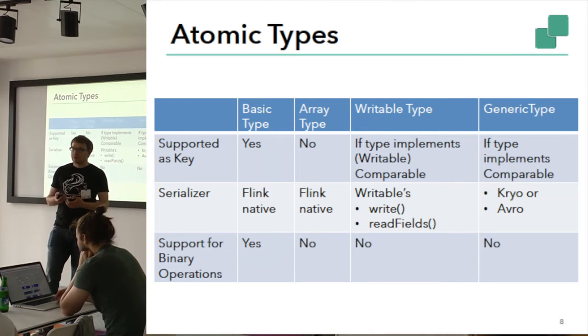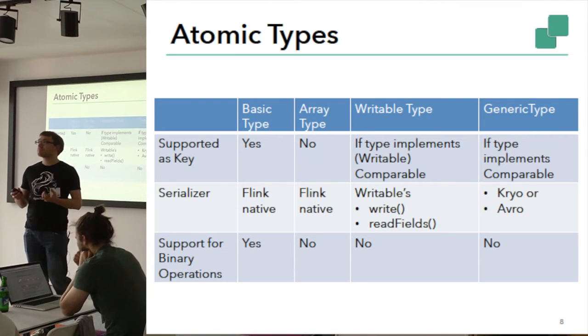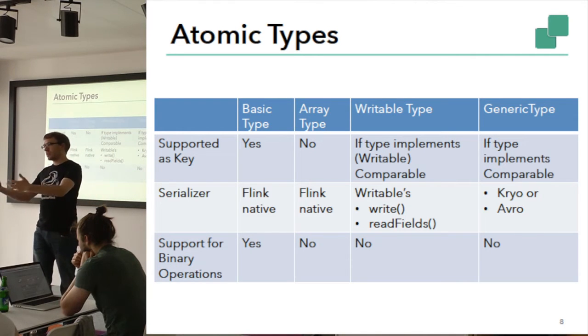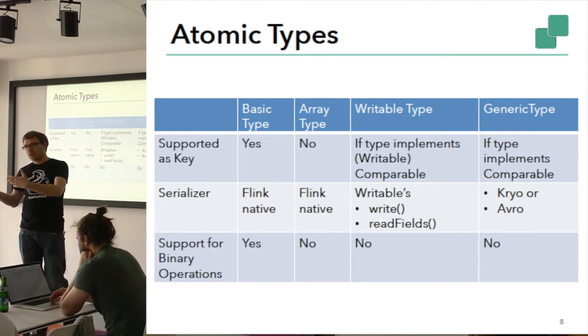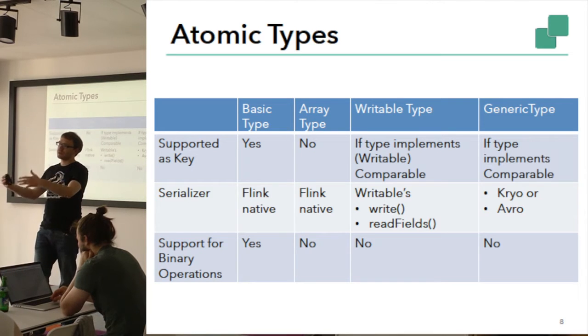Generic types, which are the most generic type of objects, can be used as a key if they implement the comparable interface. We serialize them either with Kryo or Avro. I think there's a configuration option for whether you want to use Kryo or Avro. Since generic types are kind of like a black box to us, you cannot do any binary operations on this. You can still use it as a key. When we serialize the data into memory, we do that with Kryo or Avro. But if you want to compare two objects, you first need to deserialize it to get the object back, and then compare the objects. You cannot do the comparison on the binary data.